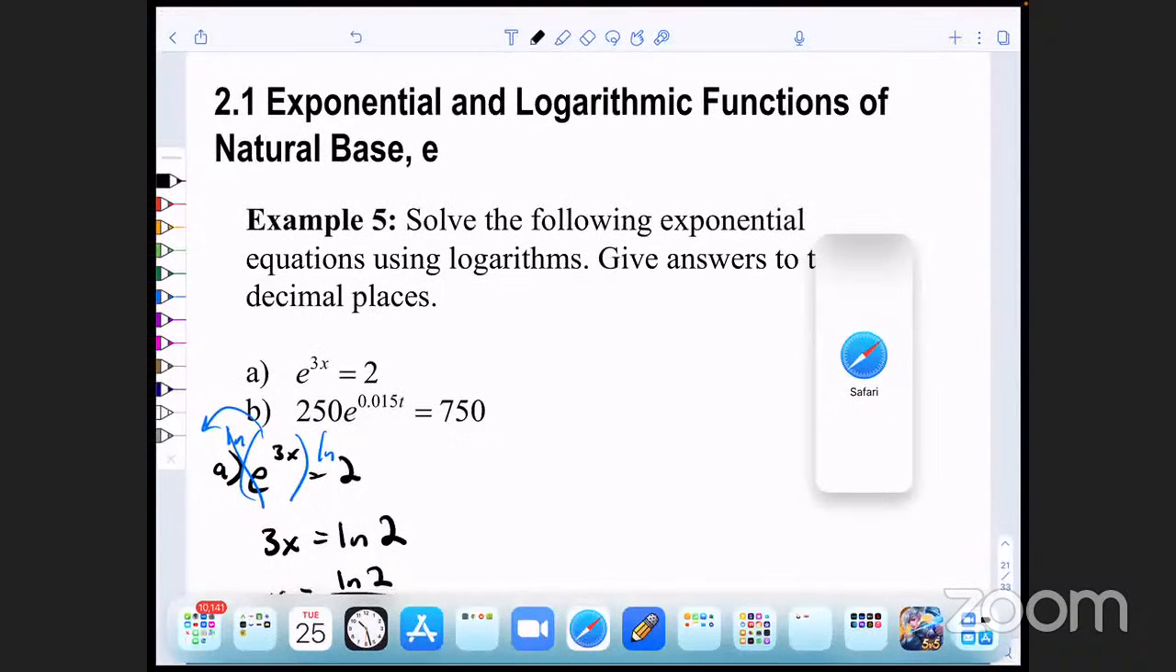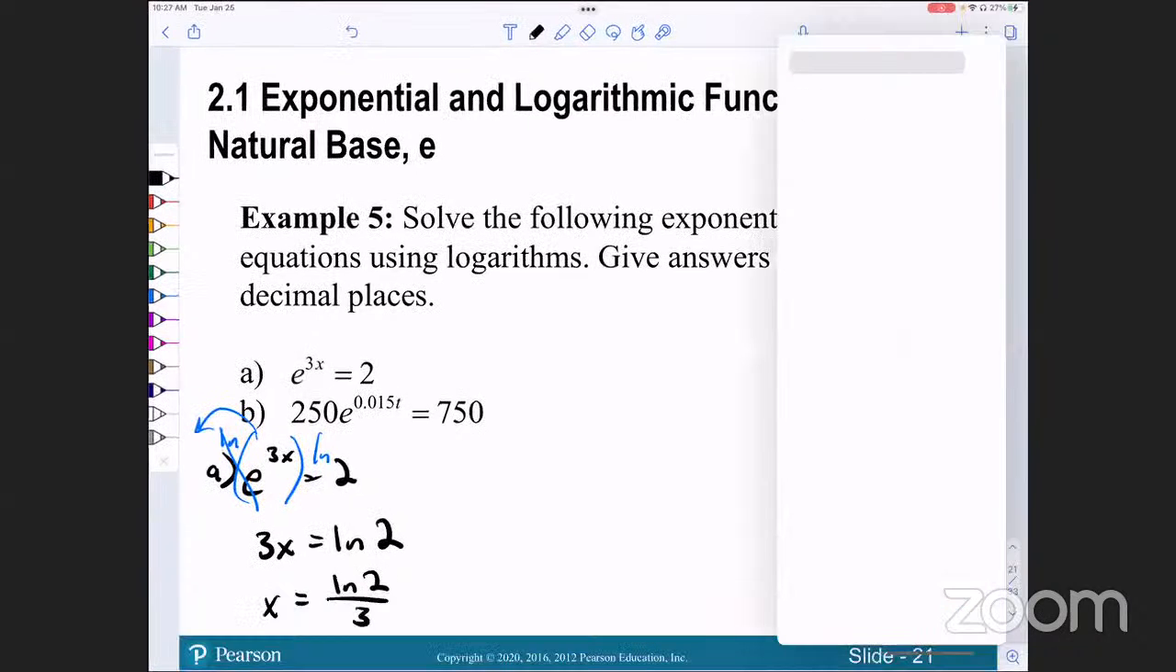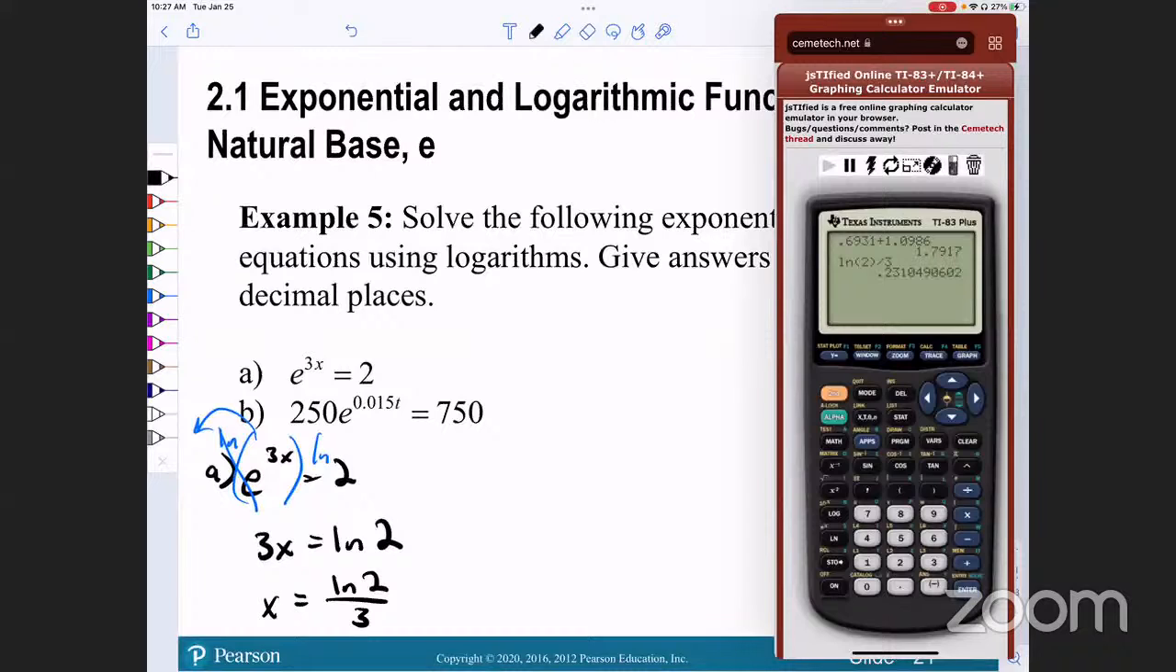Natural log of 2 divided by 3 is approximately 0.231.